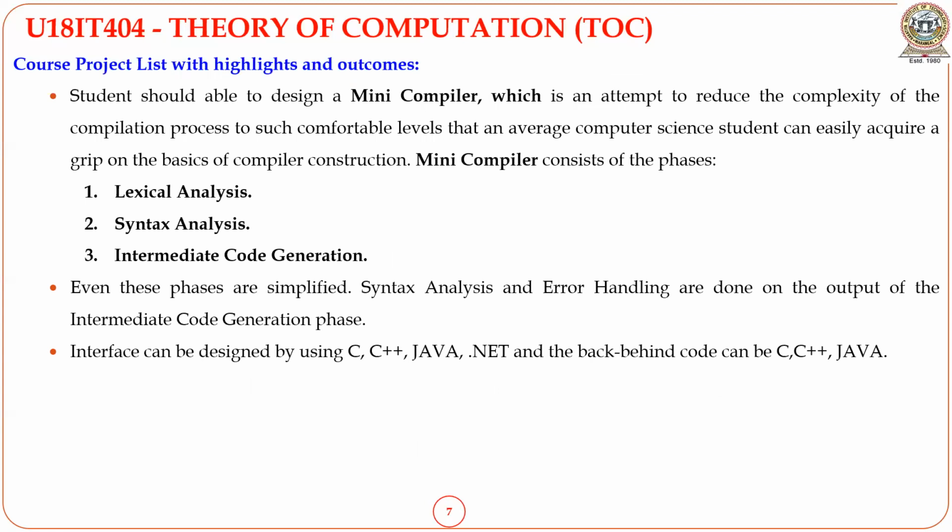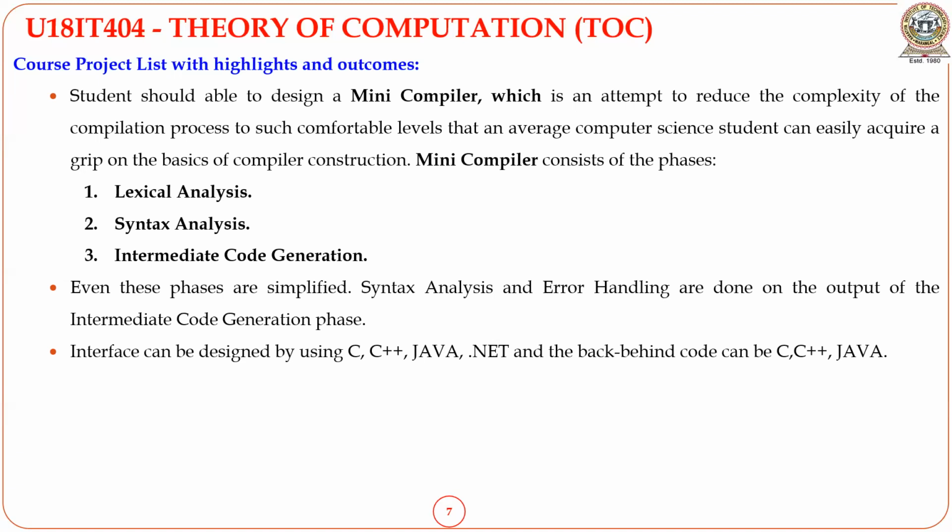So the course project is given to you on the course web page, and the course project contains the design of a mini compiler, which is an attempt to reduce the complexity of the compilation process to such a comfortable level that an average computer student can easily acquire a grip on basic compiler construction. And the mini compiler has 3 phases: lexical analysis, syntax analysis, and intermediate code generation. Even these phases are simplified. Syntax analysis and error handling are done on the output of the intermediate code generation phase.